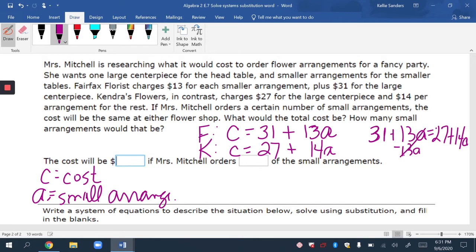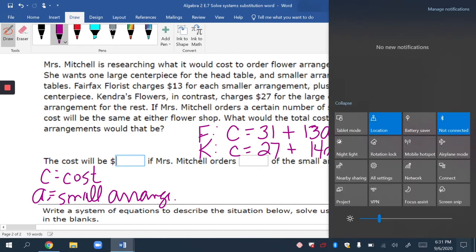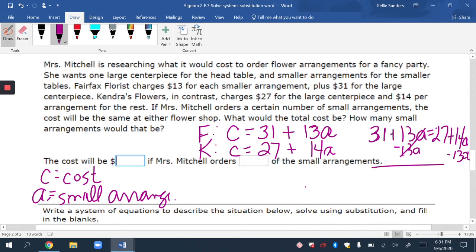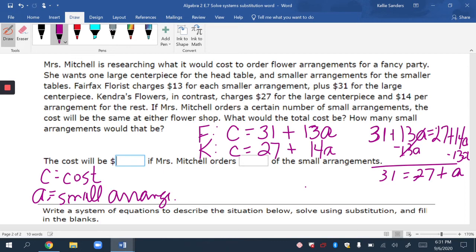Subtract the 13A. You have 31 equals 27 plus 1A. Subtract the 27. She wants to order 4 small arrangements. If she wants to order 4 small arrangements, I could put the 4 here or put the 4 here. And to be honest with you, one's not any easier than the other. So let's just use Fairfax.